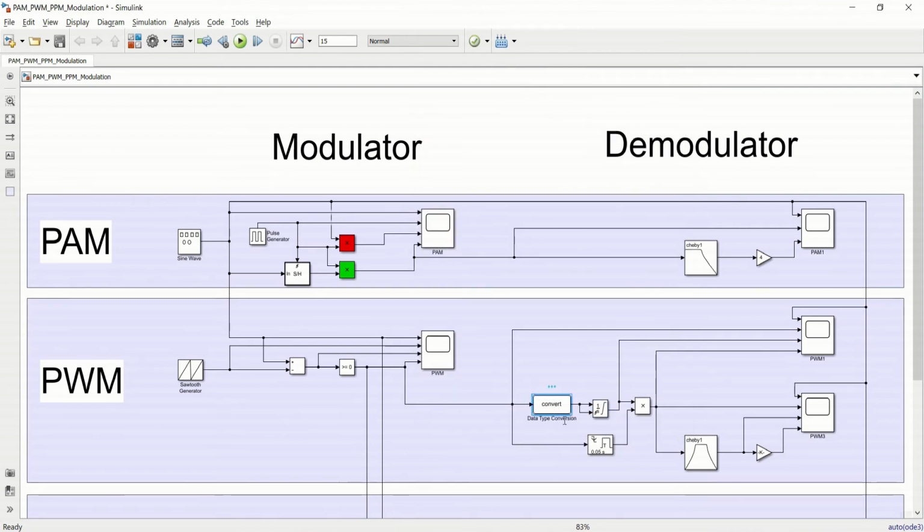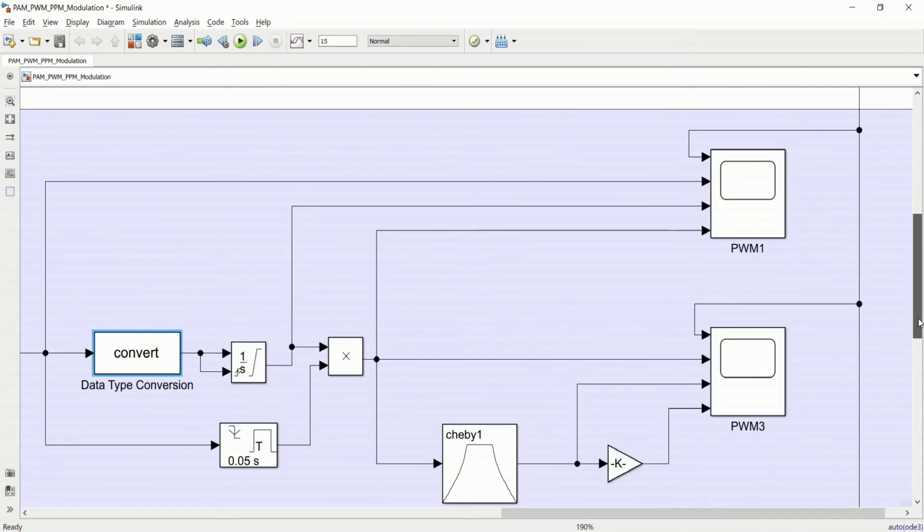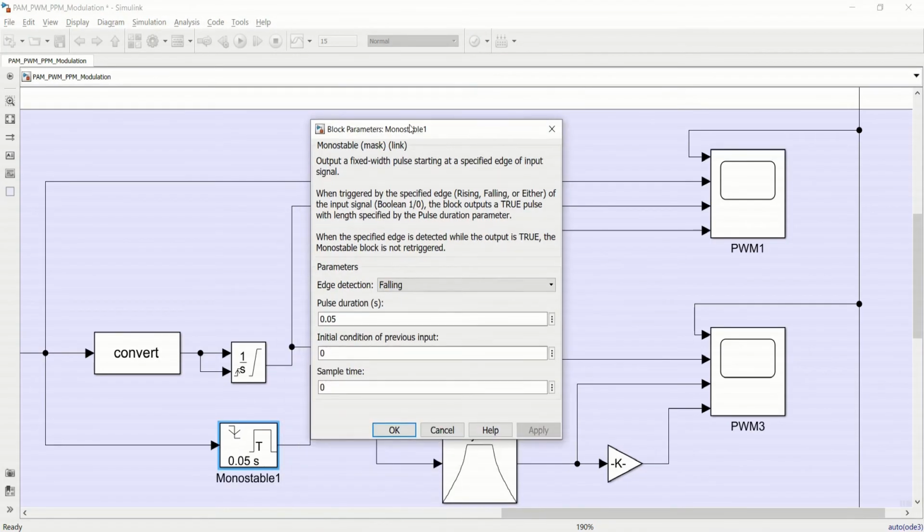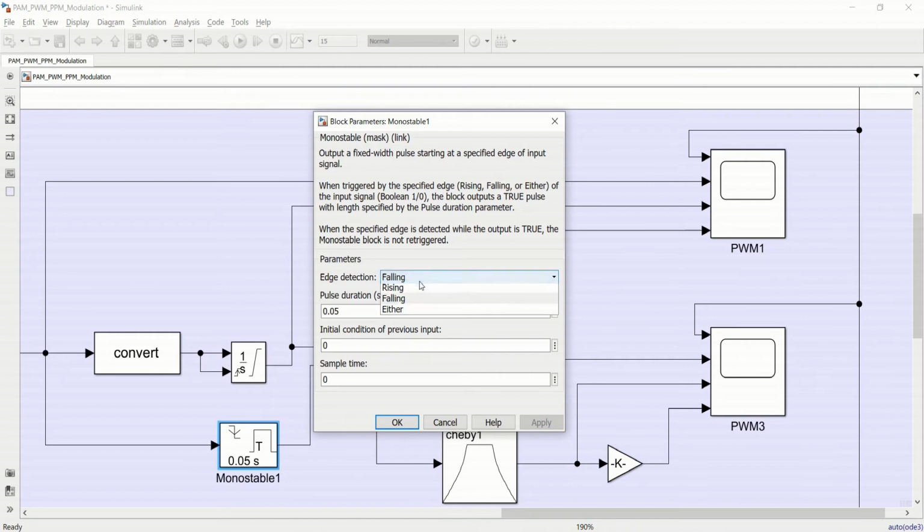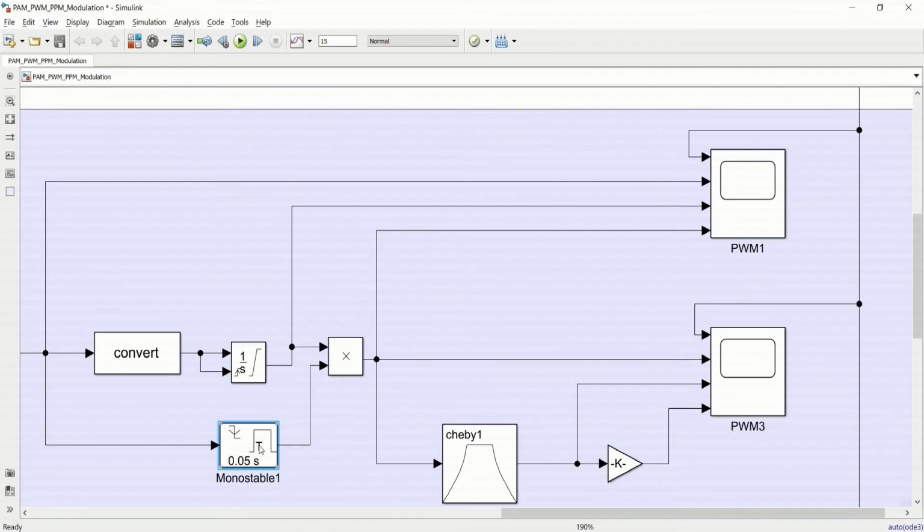So we feed the data type conversion output to the integrator, and we again take a thread and plug it into the reset port of this integrator, which is rising edge over here. Afterwards we take the thread out of this integrator and feed it to the third port of this PWM signal. In the meanwhile, we have this trailing edge monostable block with the edge detection as falling edge, pulse duration of 0.05, and with initial condition set to 0 and sample time to 0, and this is fed to a multiplier block.